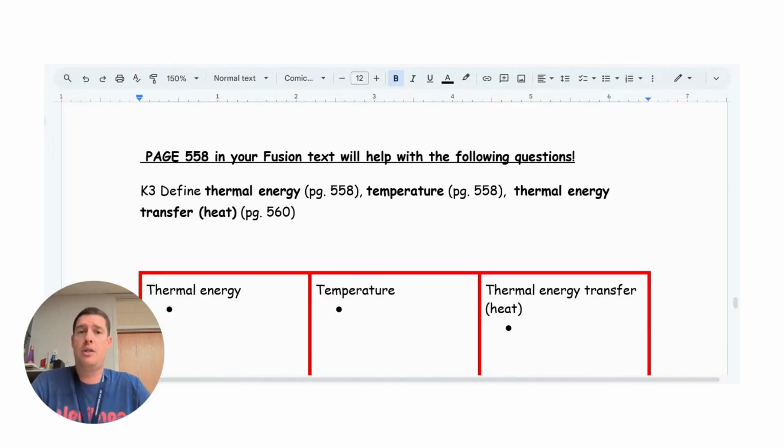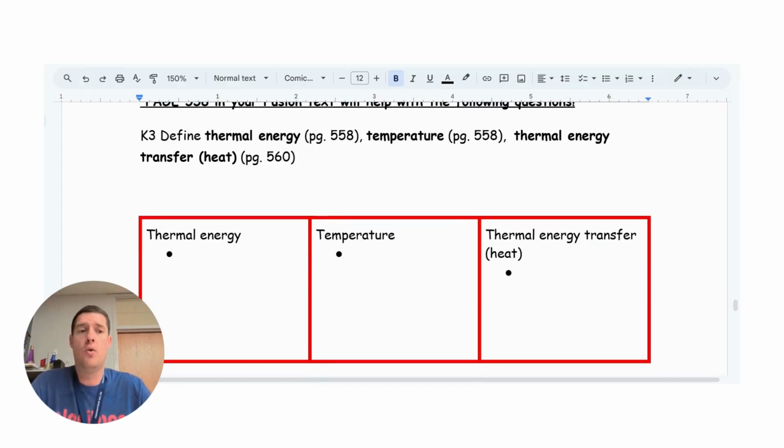If you go to the pages that are being outlined here in your Science Fusion that you can use in the classroom, you'll find out that thermal energy is the total amount of kinetic energy in the particles of a substance. So you are looking at how much all of these particles are moving around together. What that is called is thermal energy. If it's moving a lot, that's a lot of thermal energy. If the substance or the particles are moving very little, then they have little thermal energy.